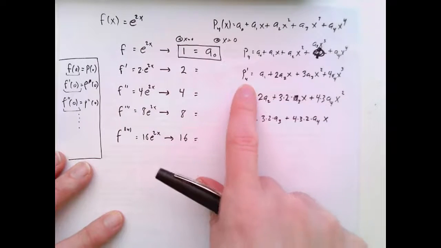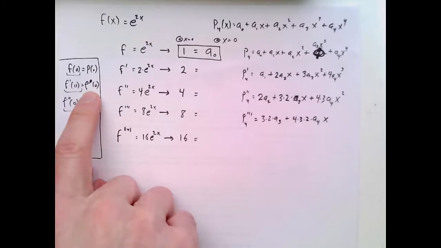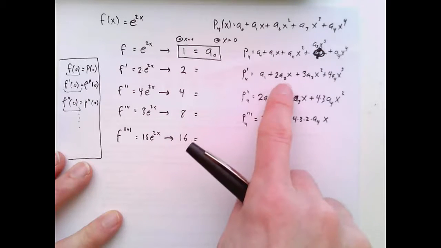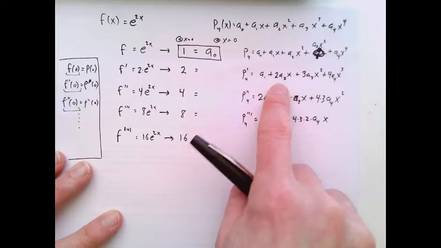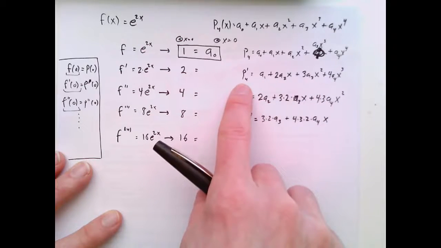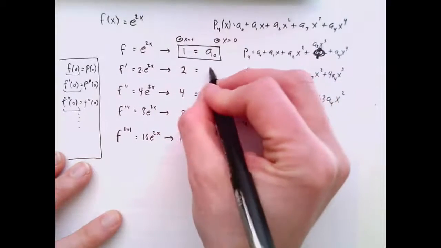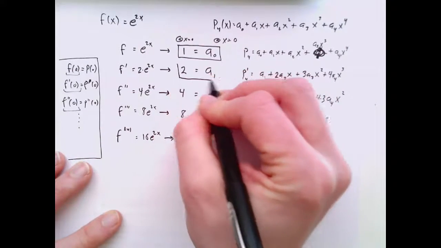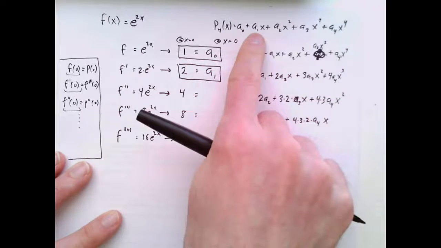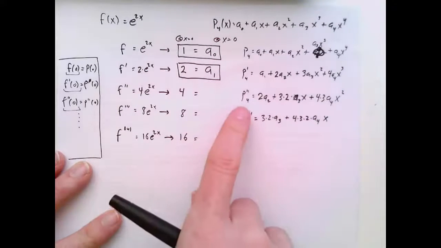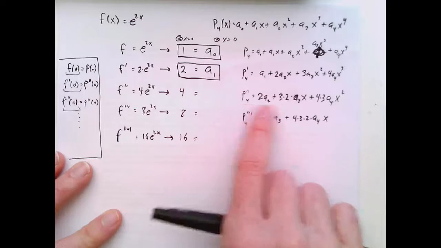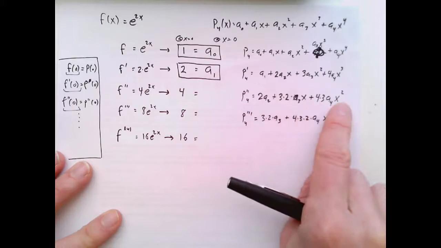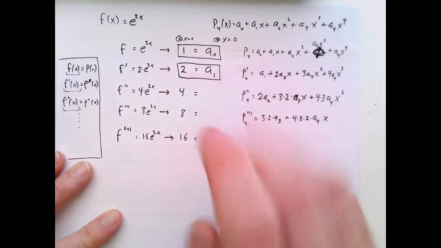Okay, let's look at this one. If I plug in 0 to the first derivative of my polynomial, all of these terms have a 0 in it, so they all disappear. So p prime of 0 is just a sub 1. So now I've solved for the number that goes here. Okay, we can keep going. So the second derivative, let's evaluate that at 0. So this has got a 0 in it, that's got a 0 in it, so I've got 2 a sub 2.